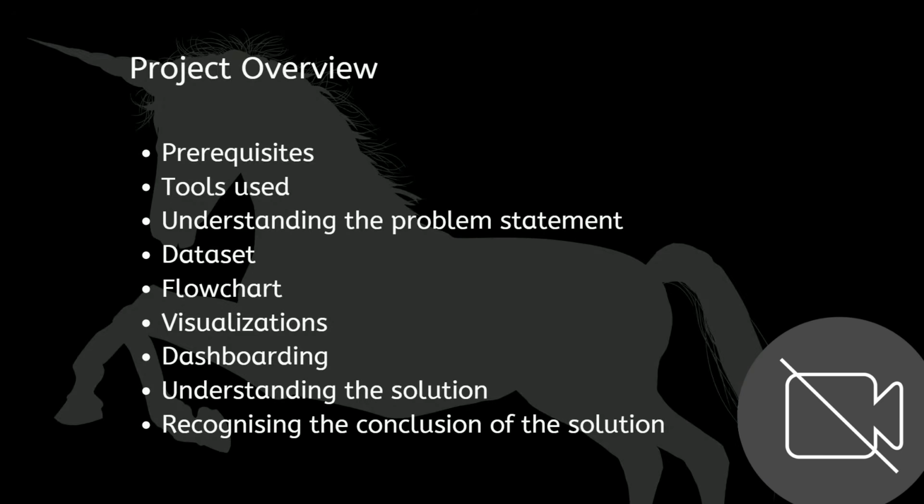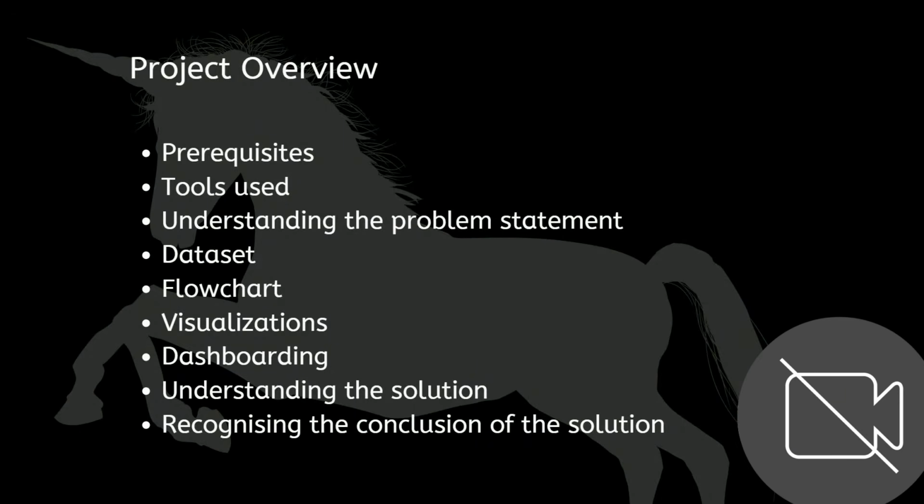Hello everyone, welcome back. In this video, we are going to discuss the project overview. Our project name is Unicorn Companies Analysis. First of all, we have to understand the prerequisites, the things that we must know before doing a project. The next one is tools used, which tool we are going to use, either Power BI or Excel or Tableau, whatever it is. Then understanding the problem statement: how many questions we can ask for solving that problem statement, and then coming to a conclusion.